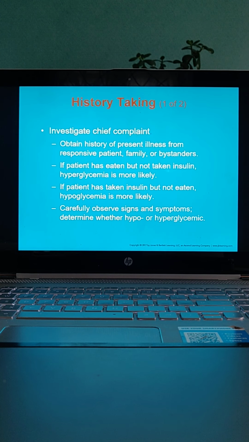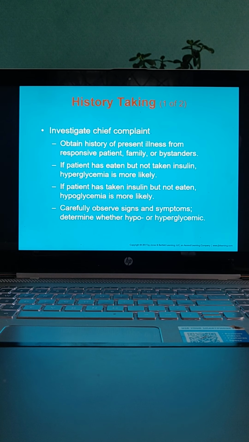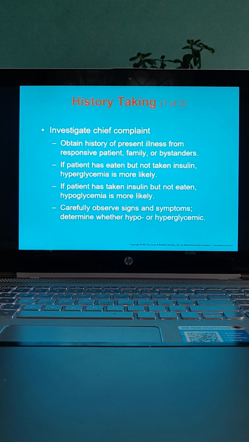L, last oral intake, and E, events: what was going on? If a person's a diabetic and they go to the gym or do some work around the house, if they overexerted themselves and did too much work, they used up more sugar than they expected to, and they need to replace that sugar right away. They want to stay healthy, stay in shape. As soon as they're done at the gym, they need to replace that.